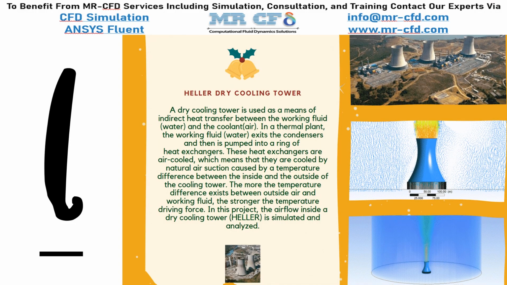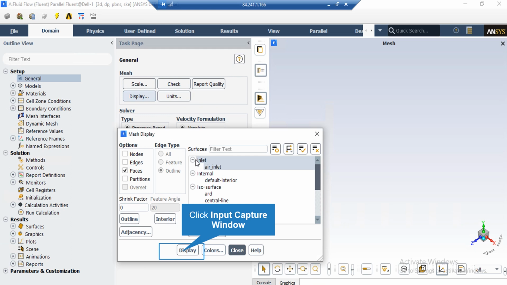In this project, we will simulate a Heller dry cooling tower. Now in the appeared window, which shows you the names of the different parts of your geometry, you can click and select each part and then click on display so that the software will show you that part.